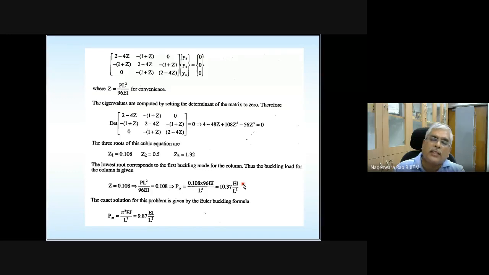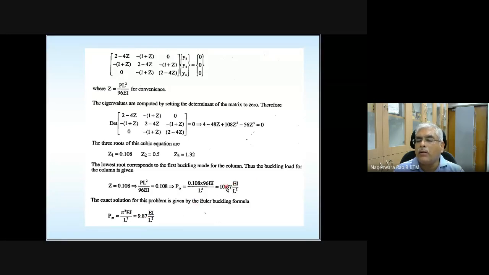And what is the exact solution for this problem? Pi square EI over L square. And pi square, to the second decimal place, is going to be 9.87, whereas the coefficient you got here is 10.37. So the solution which you got is on the higher side. So still it is not converged.